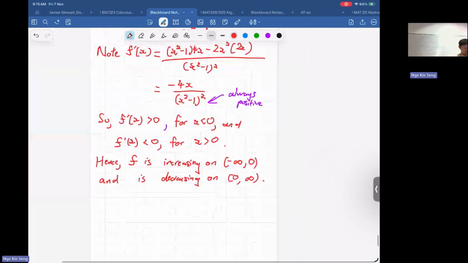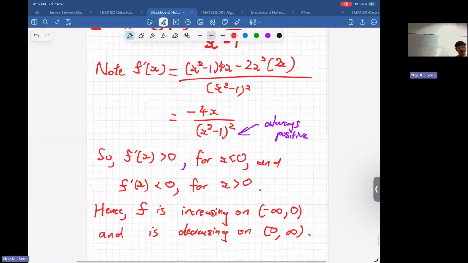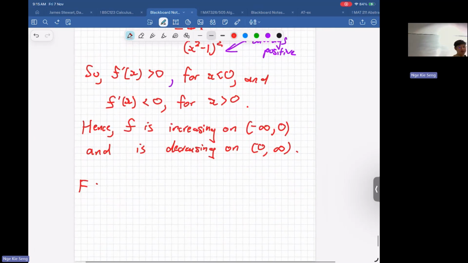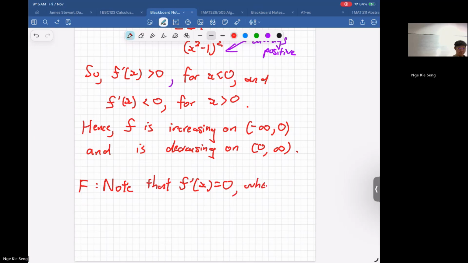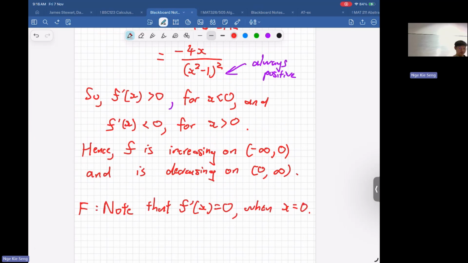All right, so you can see that here we only cover f prime x greater than 0 and less than 0, right? So how about equal to 0? Equal to 0 is exactly the next step, where the critical point, or more specifically the stationary point, happens. Note that f prime x equals 0. When is it? It is when x equals 0.